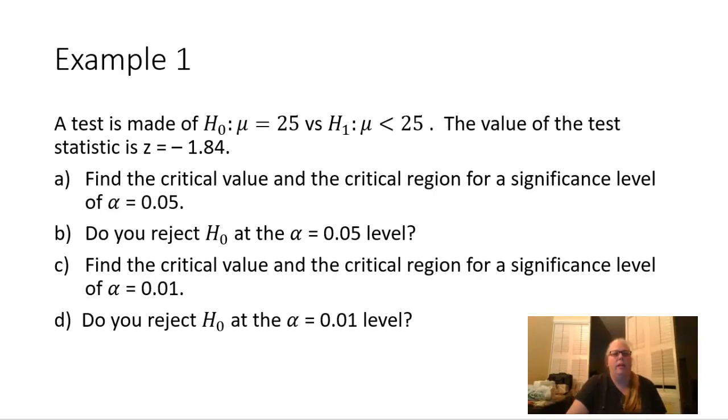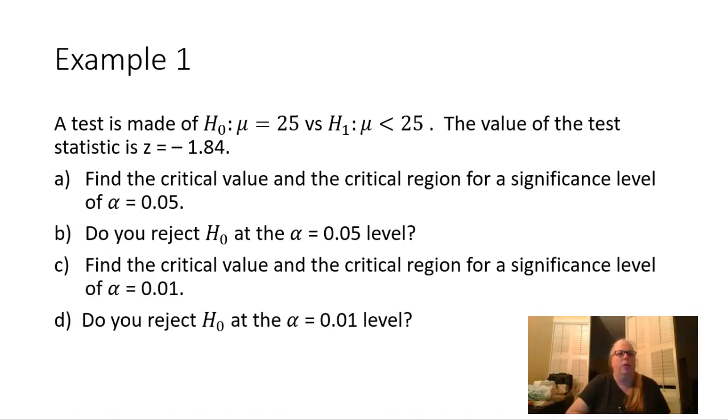Example 1. A test is made of the null hypothesis mu is equal to 25 versus the alternate hypothesis mu is less than 25. The value of the test statistic z is equal to negative 1.84. We are going to find the critical value and the critical region for a significance level of alpha equals 0.05.